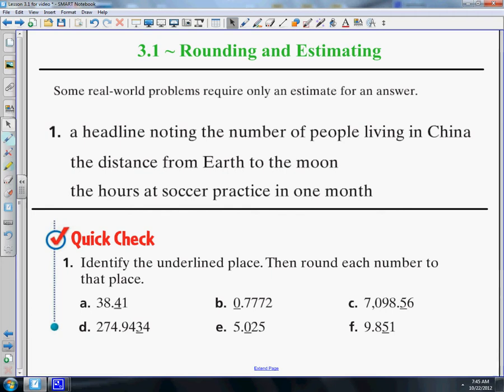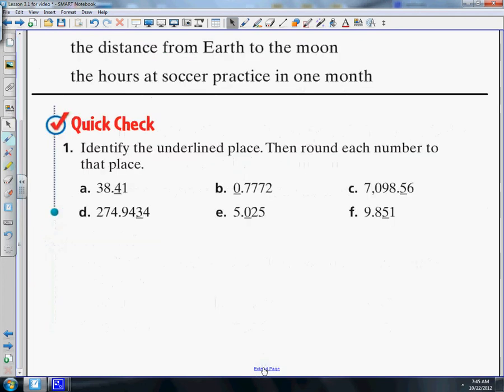So here's some examples. A headline noting the number of people living in China. In the media, they don't say the exact number of people living in China or anywhere because it can change. People die, people are born every single minute of every single day. So that changes, so they approximate it. The distance from the Earth to the moon, they estimate because it's such a large number. And the hours at soccer practice in 1 month. You might estimate that because maybe one day you stay after for 10 minutes and maybe one day you're out early for some reason. But there's a lot of times when we use estimates in our everyday lives.